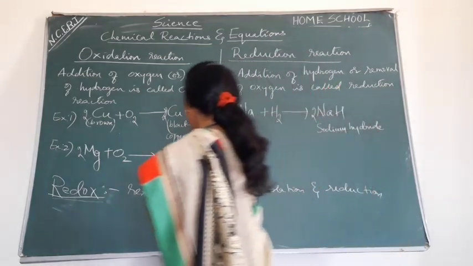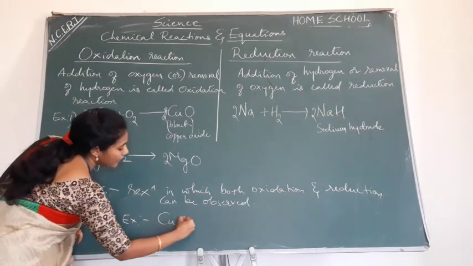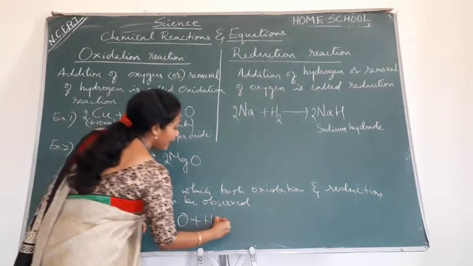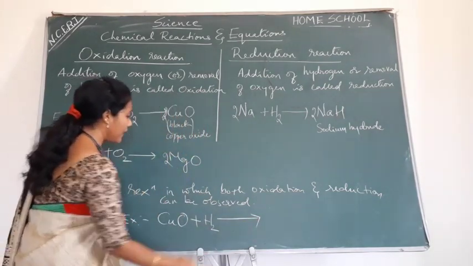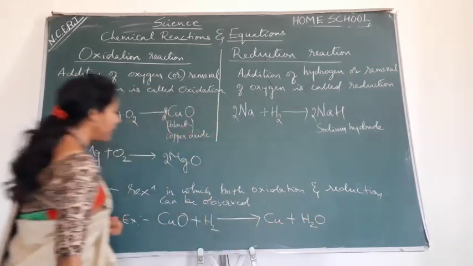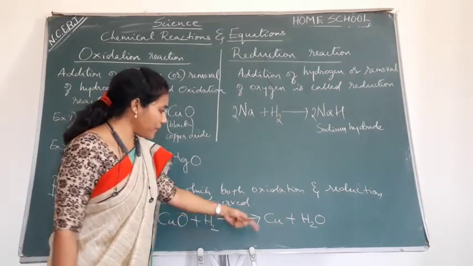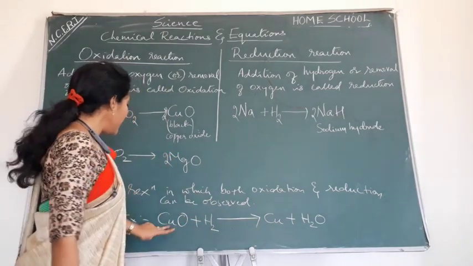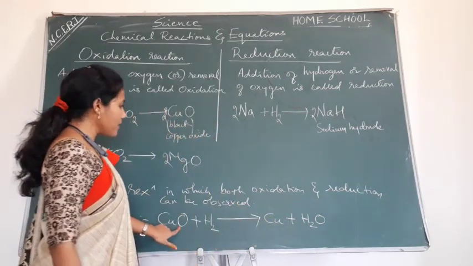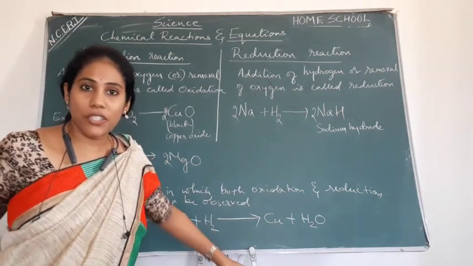Now let us speak about the example here. Say I am taking copper oxide. I am adding hydrogen to it, and the product I will get here is copper plus H2O. Okay, balance the equation. First you see whether it is balanced or not. 1 copper, 2 hydrogens, 2 hydrogens, 1 oxygen, 1 oxygen. The reaction is already balanced, so you need not touch the equation.